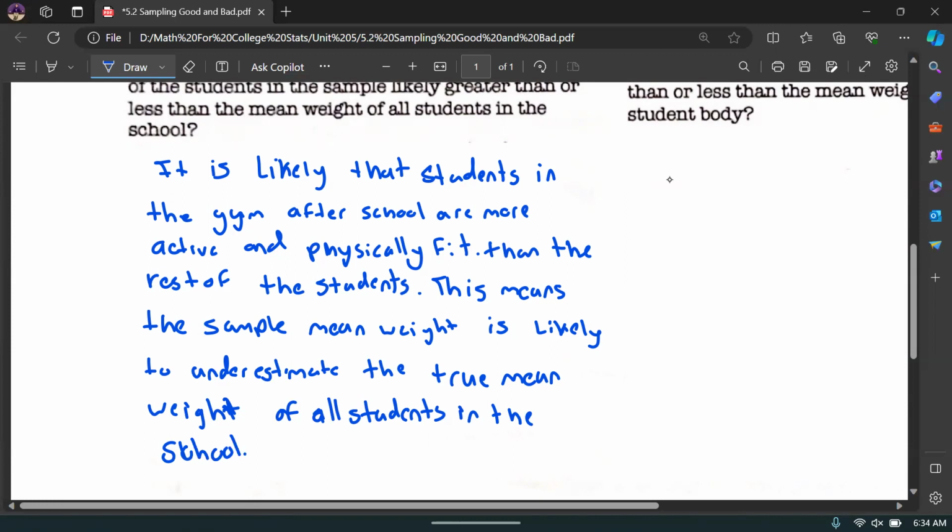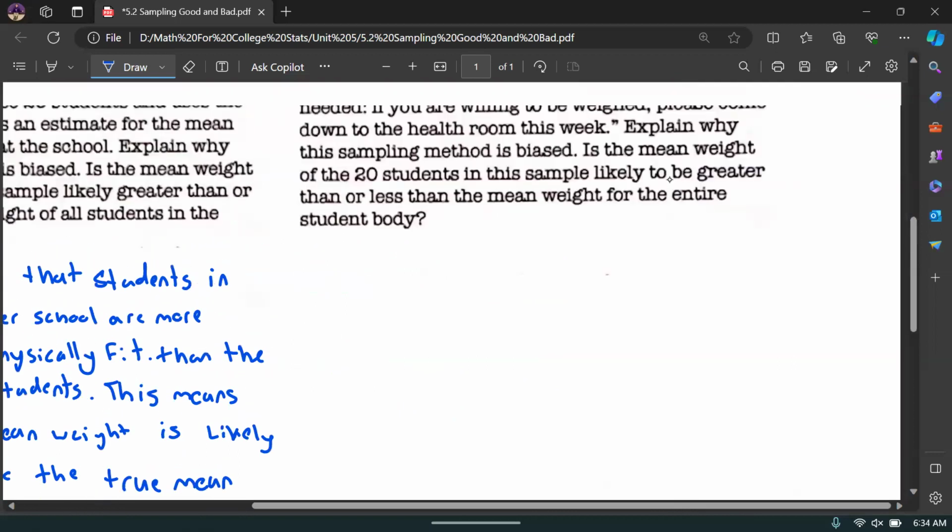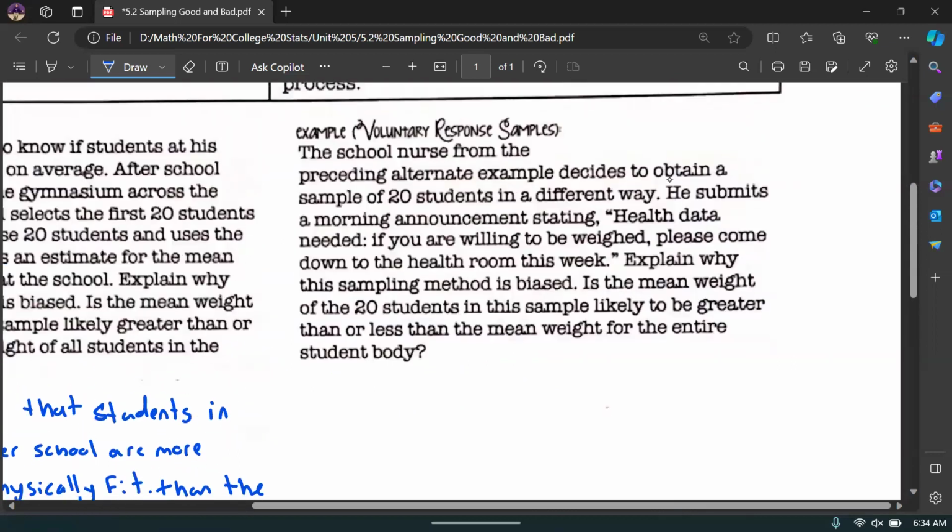There we go. Yeah, I think that makes sense. Let's move on to example number 2. The school nurse from the preceding example decides to obtain a sample of 20 students in a different way. He submits a morning announcement stating health data needed. If you are willing to be weighed, please come down to the health room this week. Explain why the sampling method is biased. Is the mean weight of the 20 students in the sample likely to be greater than or less than the mean weight for the entire student body?